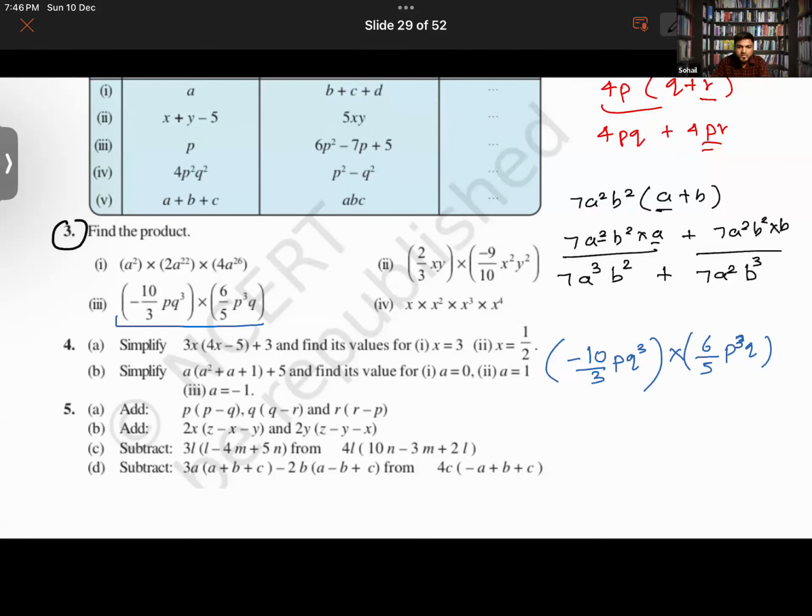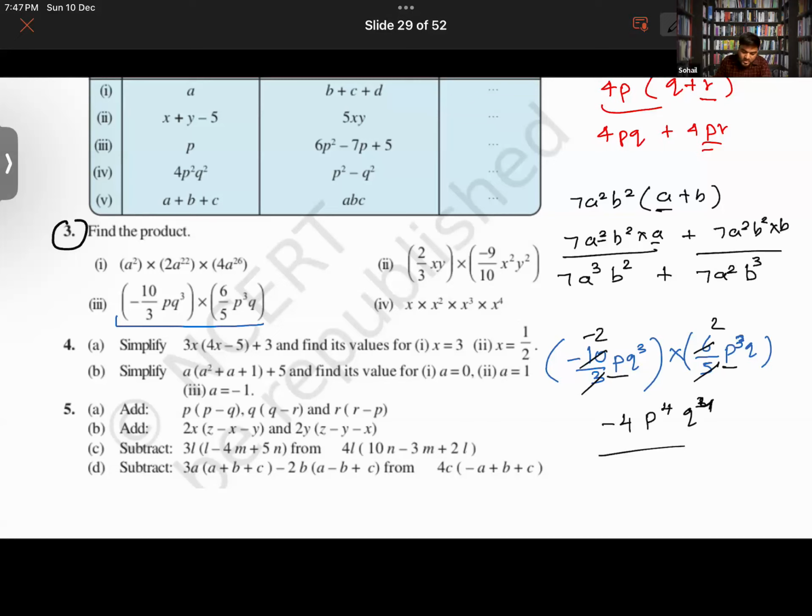Sir, it's minus 4 P raised to the power 4 Q raised to the power 4. Well done. 3 2s are 6, 5 minus 2s are 10. Minus 4. P raised to the power 3, that becomes P 3 plus 1, that is P raised to the power 4. And Q 3 plus 1, that is Q raised to the power 4. So that is the answer, right?